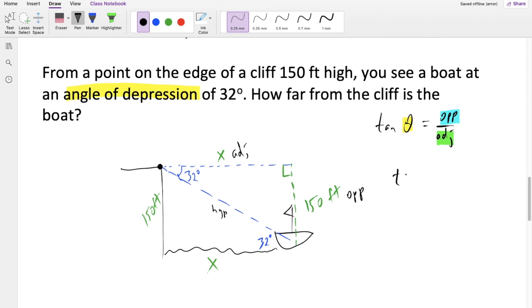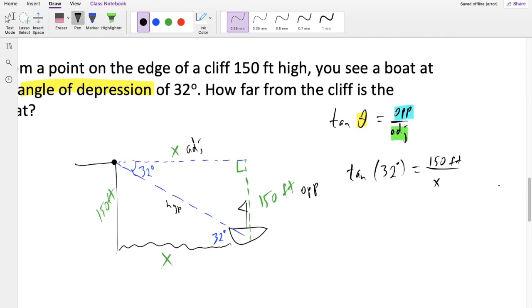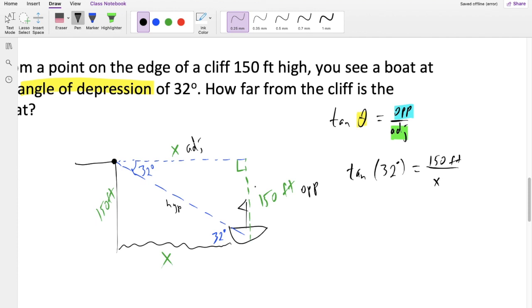So this is going to be the tangent of 32 degrees, and that's going to equal 150 feet over x. So I need to solve for x. So how do I solve for x? Well, x is currently in the denominator of that problem, so I need to start by multiplying both sides by that x to move it up into a numerator. So on the right side, these x's would then cancel. So on the left, I'm left with x times the tangent of 32 degrees equals 150 feet.